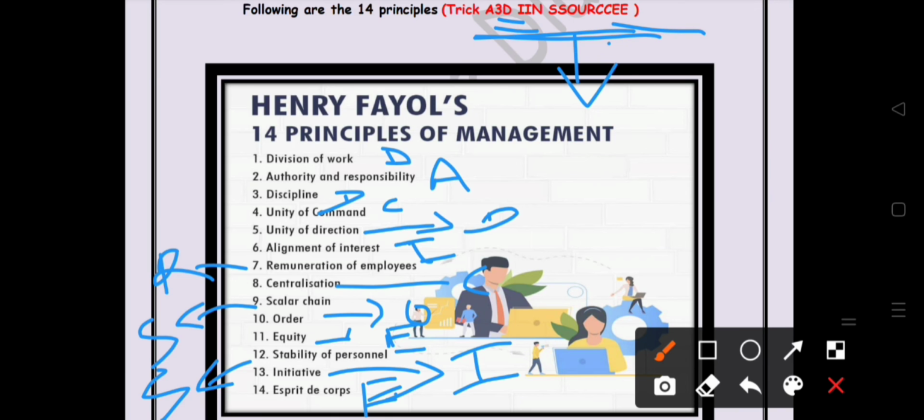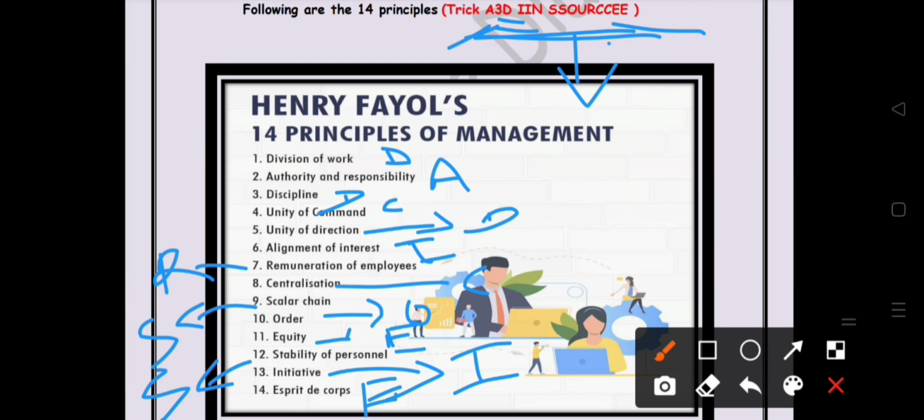So first, division of work, you can remember it by the D. D stands for the division of work. Then next, authority and responsibility. A stands for authority and responsibility. Then again D for the discipline, principle of discipline. Then fourth, unity of command. C stands for the command. Then next, unity of direction. Again D is for the direction. So this covers the 3D here.